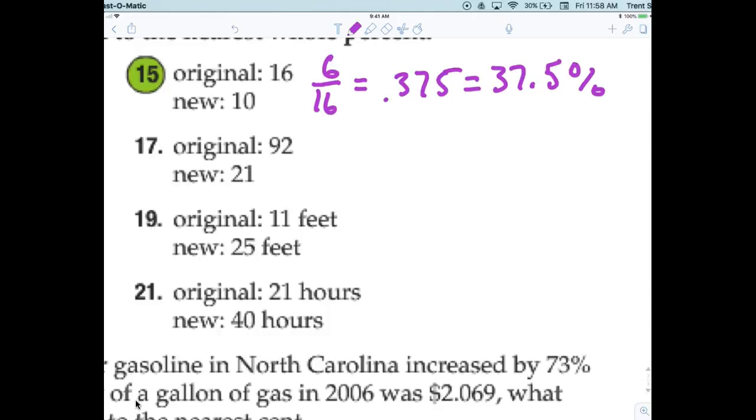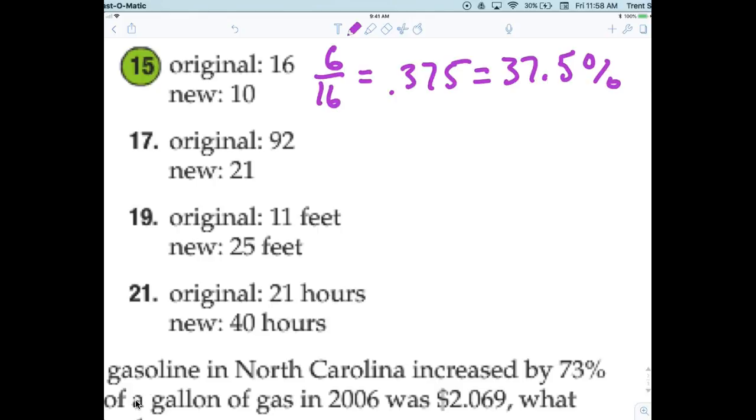Vivian, you're up, number 17. What do I do? Okay. And get that as 71 over 92. All right, now remember we're rounding it to the tenth percent. So what is that?